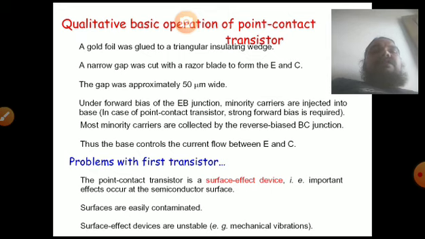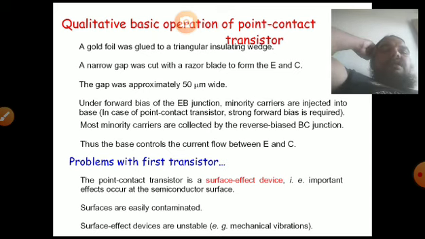Under forward bias of the EB junction, minority carriers are injected into the base. In the case of the point contact transistor, a strong forward bias is required, and most minority carriers are collected by the reverse biased BC junction. Thus the base controls the current flow between E and C.